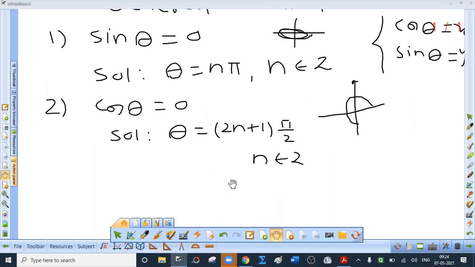So for sine theta equal to 0, the general solution is theta equal to n pi. For cos theta equal to 0, the general solution is theta equal to (2n plus 1) pi by 2. Of course, n is an integer.